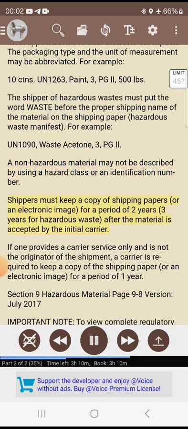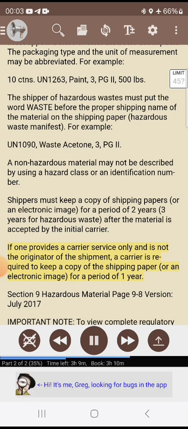Shippers must keep a copy of shipping papers, or an electronic image, for a period of 2 years, 3 years for hazardous waste, after the material is accepted by the initial carrier. If one provides a carrier service only and is not the originator of the shipment, a carrier is required to keep a copy of the shipping paper, or an electronic image, for a period of 1 year.